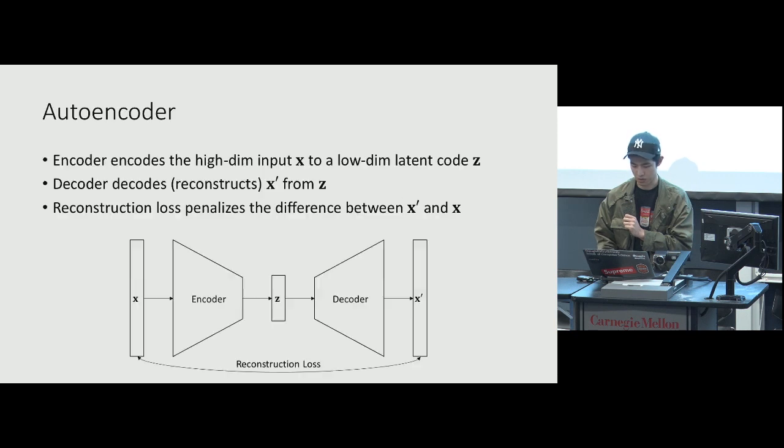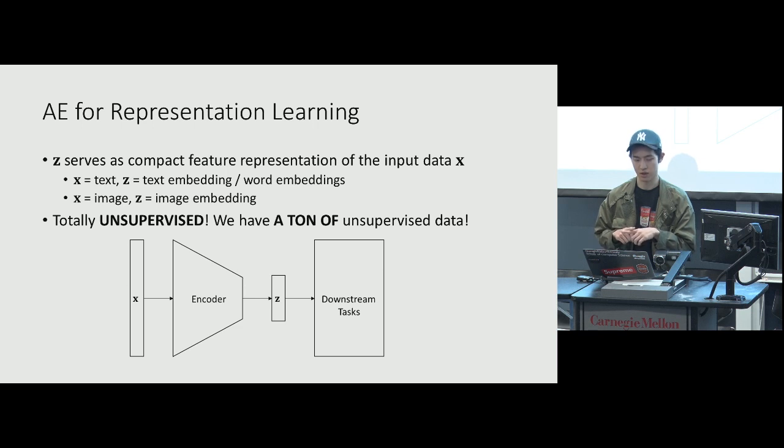So we still want to start from the autoencoder, which we've talked about. Basically we have an encoder, we have a decoder, and we have a reconstruction loss to penalize the difference between the reconstructed sample x prime and the original sample x. We already talked about how we could use an autoencoder for representation learning. We could consider x being the text, so we can have z for the text embedding, the sentence embedding, or the word embeddings. And also we could have x for the image, and we reconstruct the image, and we have the latent image embedding. The nice thing is that it's totally unsupervised. We have a ton of unsupervised data.